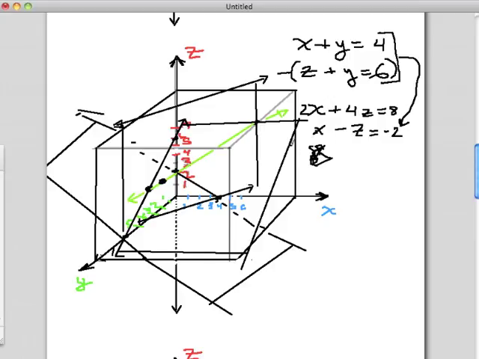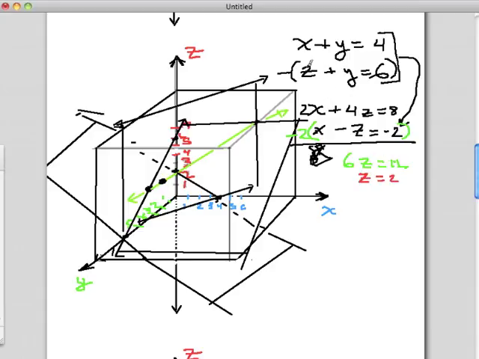And then we can do elimination again. Let's do twice the bottom, taken away from the top. 2x minus 2x is 0. 4z plus 2z is 6z. 8 plus 4 is equal to 12. So we have our z coordinate. And I should probably do that in red, right? Z is equal to 2.